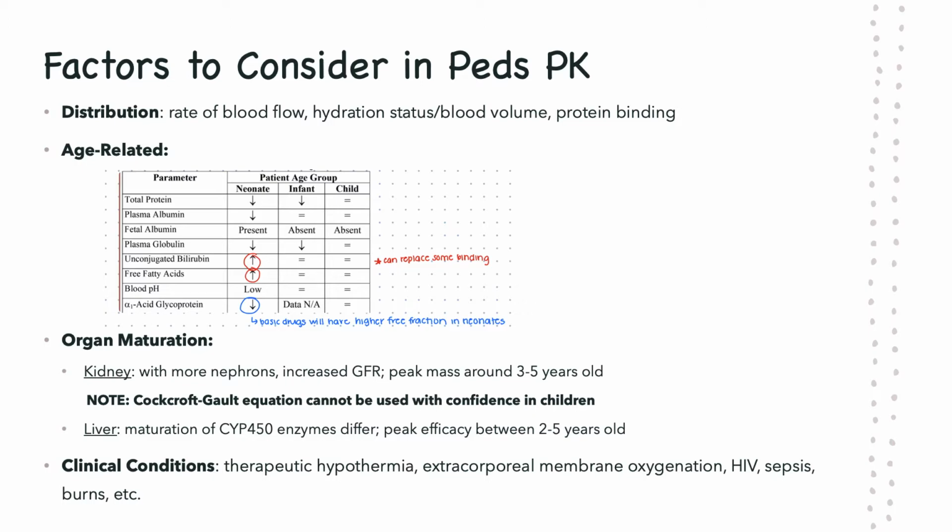There are also age-related parameters that can be seen here in the chart, which is taken from Dr. Steinberg's lecture. And there are organ maturation changes that affect PK, like with the kidney, where when they're younger, there are more nephrons and increased GFR, and they have a peak mass between 3 to 5 years old. And so the Cockcroft-Gault equation really can't be used with confidence in children.